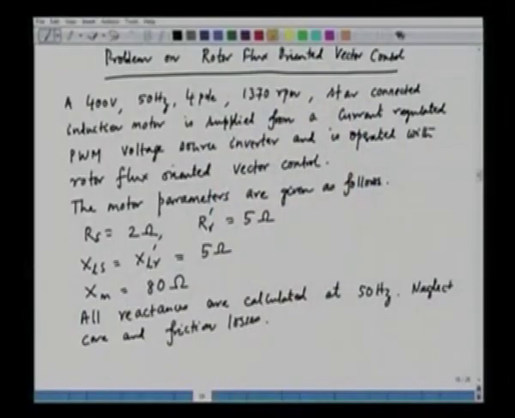So, we first have to understand that the machine is operated under rotor flux oriented vector control. The machine parameters are given: the voltage, the frequency, the number of poles, the rated speed, the star connected configuration, and it is fed from a PWM inverter under current control. The parameters are also mentioned here. These are basically the equivalent circuit parameters of an induction machine. They are very well known, so they are given here.